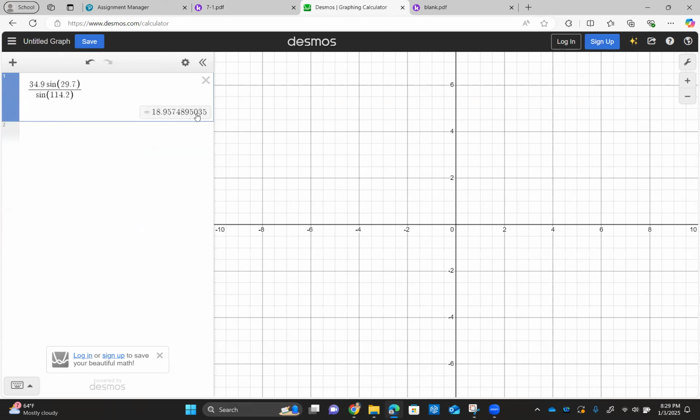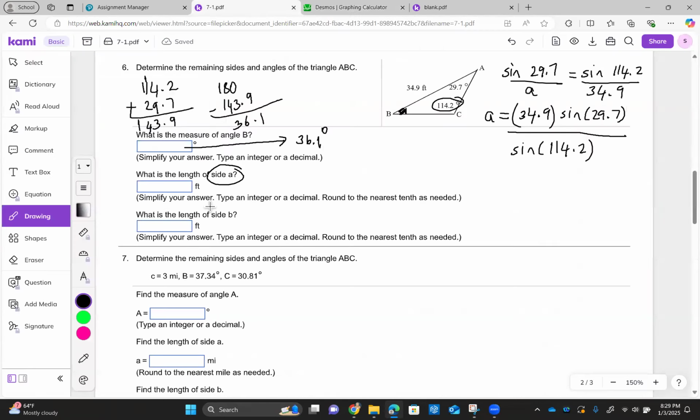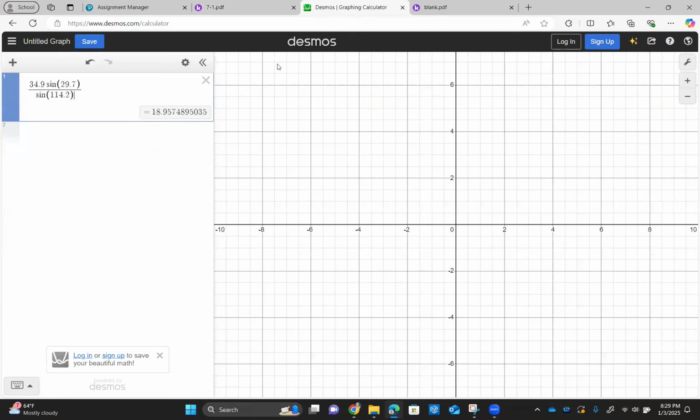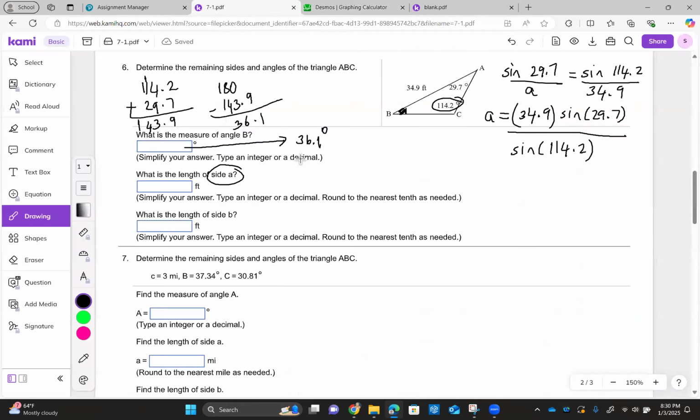And this allows me to get the answer as 18.96, because the question still wants me to round it to the nearest tenth this time. So they only want one digit. So it's going to be 18 points... this is going to go above. So this is going to be 19.0, because they want it to the nearest tenth as needed.